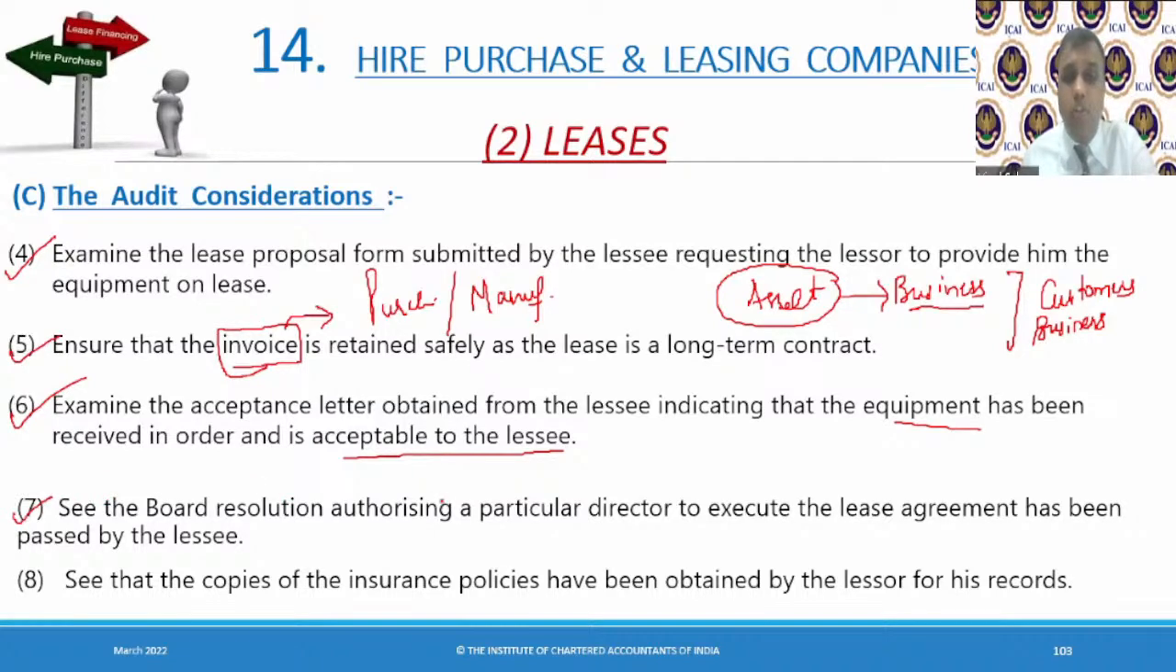See that the board resolution authorizing a particular director to execute the lease agreement is properly passed. If there is an asset involved, you should check whether it has been properly insured or not, and you should check it with the lessor because he is the owner. Check whether a proper insurance policy has been purchased against the asset, and what the value of the insurance policy is, whether it is sufficient or not. So in the case of a leasing company, these are the audit considerations which we need to take care of.